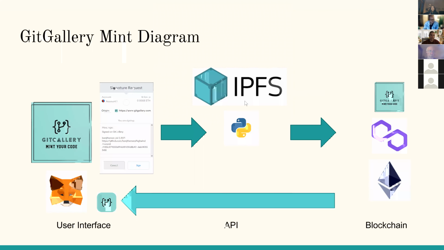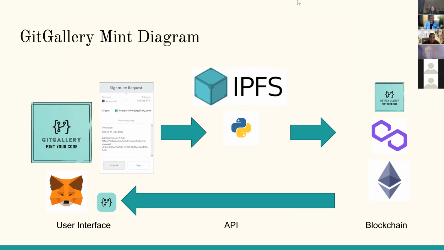To kind of highlight what the entire app looks like: you sign in, Git gallery, I pass in the data to my Python code. It stores the metadata in IPFS, and then it mints the token to the blockchain, and then I get back my user interface. I minted my token. That's kind of how my Git gallery application works end to end.